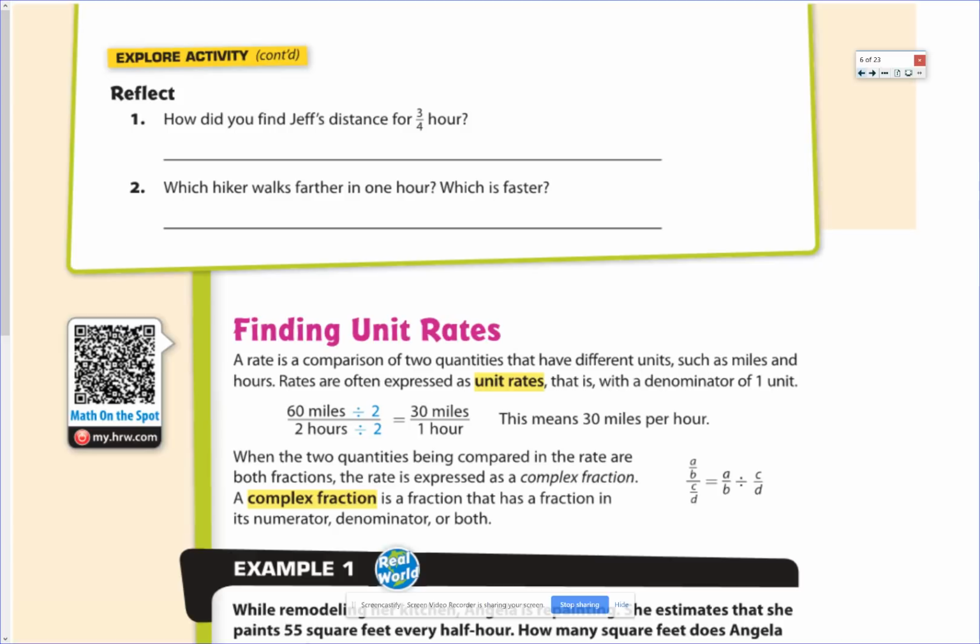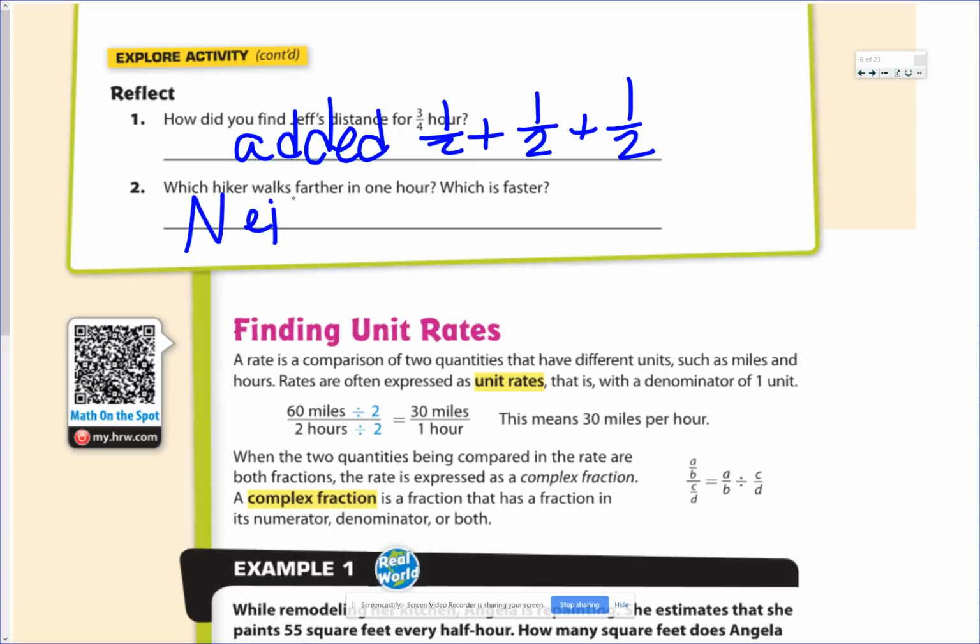It said, how did you find Jeff's distance for 3/4 of an hour? Basically we just added 3. He was going half a mile, so we added 1/2 plus 1/2 plus another 1/2. Who walks further? No one. They have the same rate.